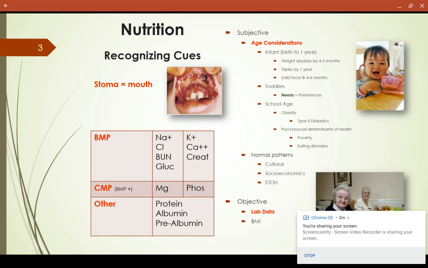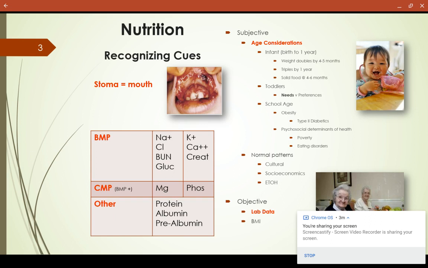Then we have our toddler age. Toddlers are traditionally very picky eaters, but we have to consider whether or not it is something that they want to eat versus something that they need to eat, because those are separate. We still need to make sure that the child is getting the correct amount of nutrients each day, and getting healthy food choices. One of the tricks is just to present the things over and over again so that they are still being introduced to those food things.